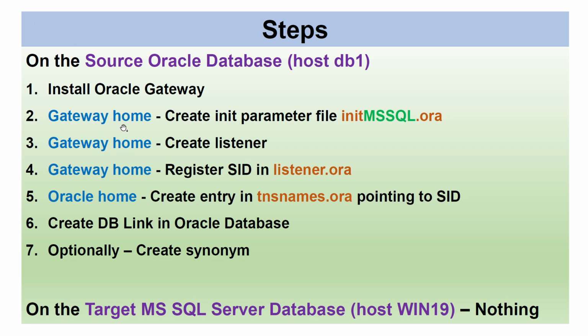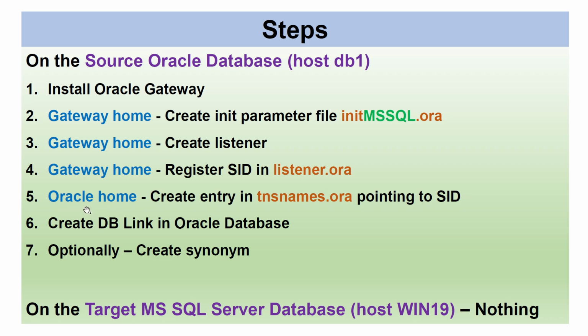Once that is done, in the gateway home we will be creating an init parameter file called init_msql.aura. Whatever is in the green becomes your SID, system identifier. Once you have created this, go ahead and create a listener in the gateway home and then register this SID in the listener that we created in the gateway home. Once you have done that, your work at the gateway is done.